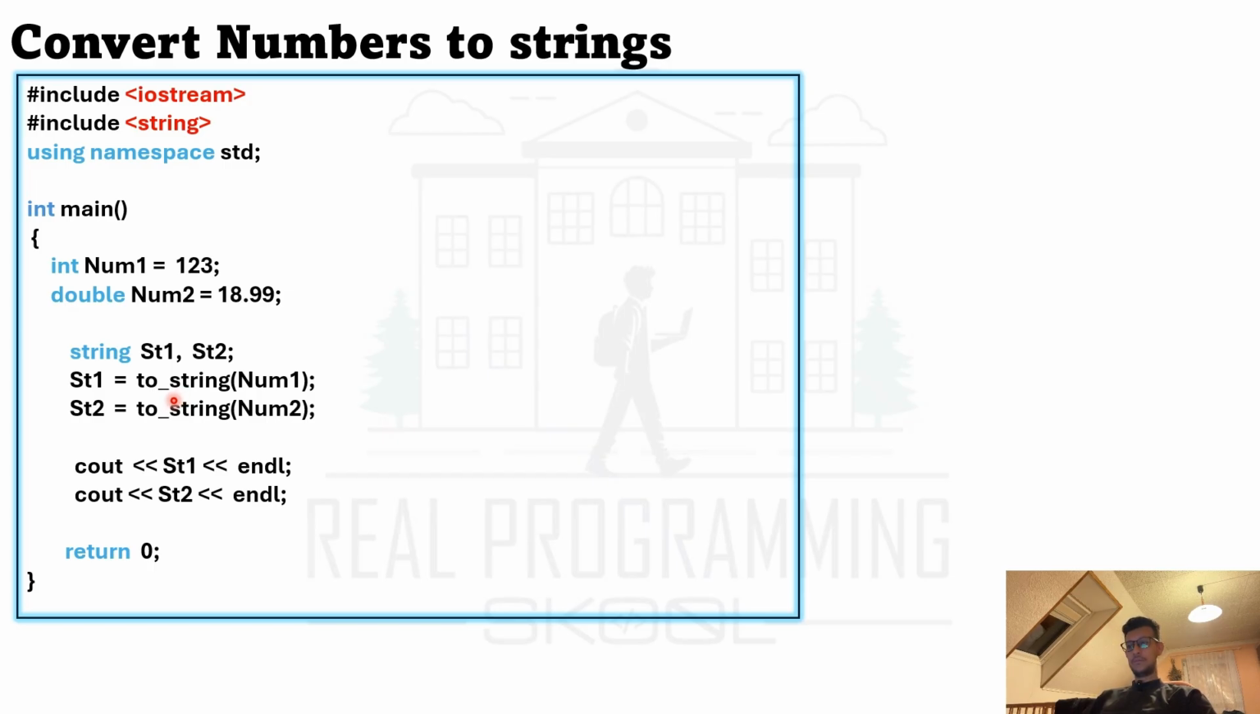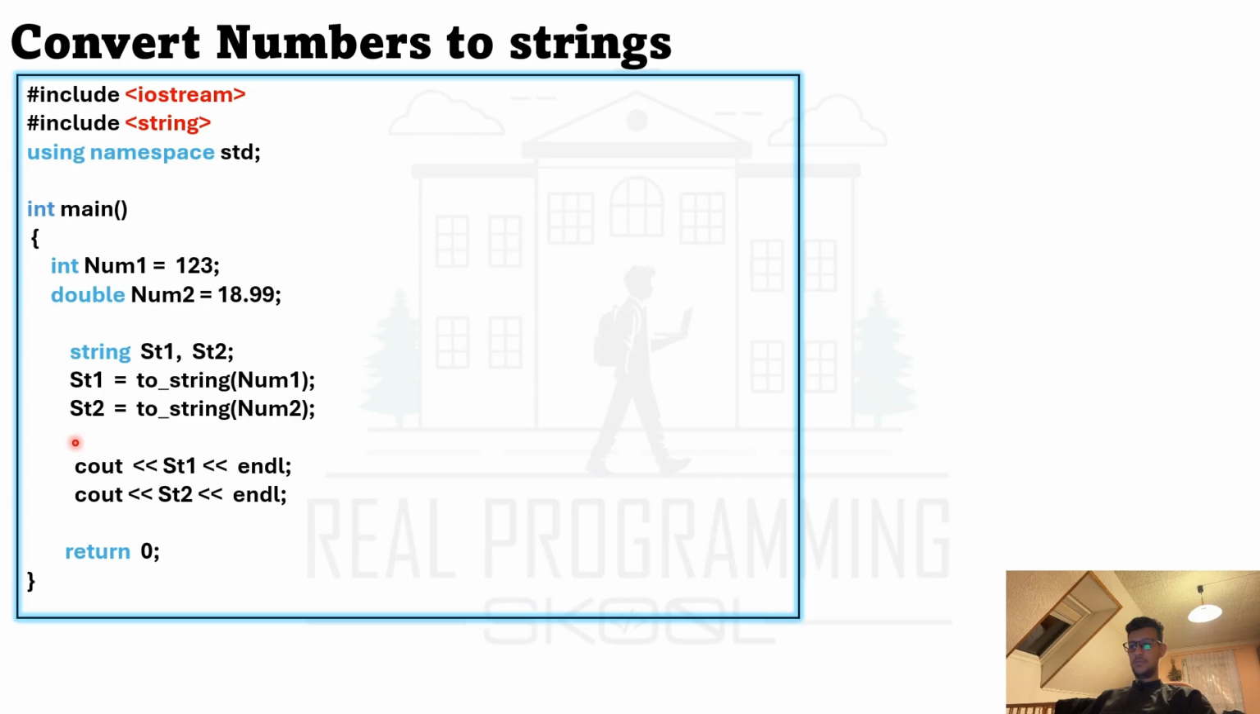So to convert the number inside the variable num1, which is 123, to string, we will use the keyword called to_string. This keyword also exists inside the string header file, right? So to_string, and we'll open brackets, or parentheses, and we'll put the variable num1 inside the brackets of the keyword to_string. And same with the variable num2, we'll also use to_string.